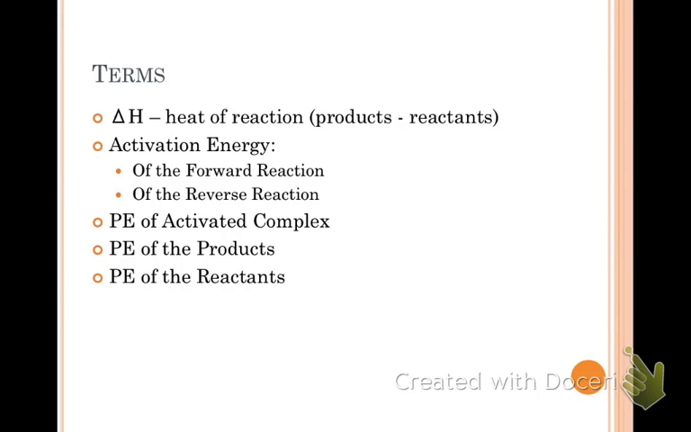The delta H is the heat of the reaction. It's the amount of energy of the products minus the reactant. So let's write the potential energy of the products minus the potential energy of the reactants. You will need to know the activation energy of the forward reaction and the reverse reaction. The forward reaction, we had just said, was the reactants. You will need to be able to label the potential energy of the activated complex, of the products and the reactants, and your axes as well.